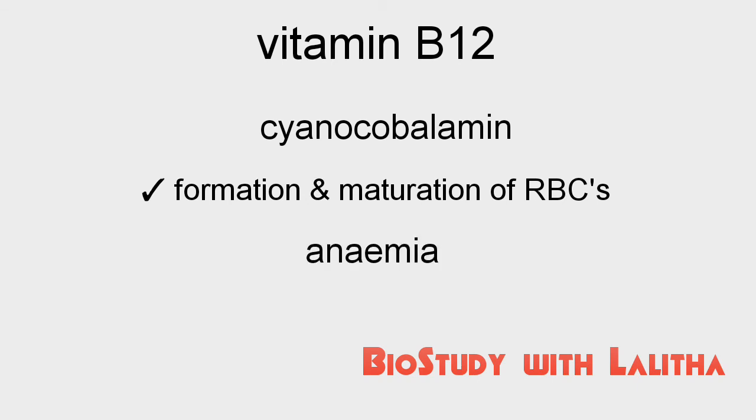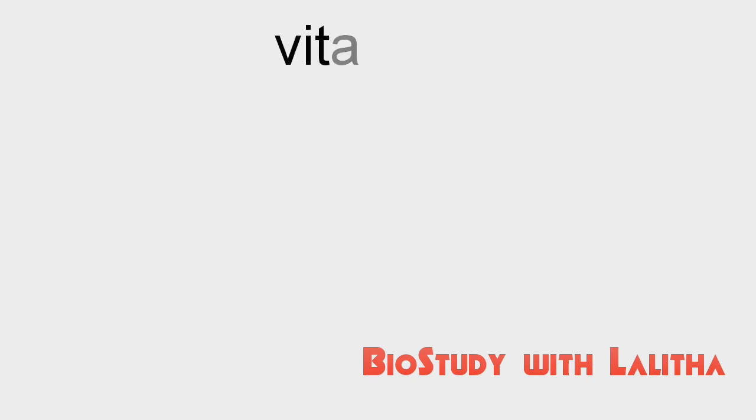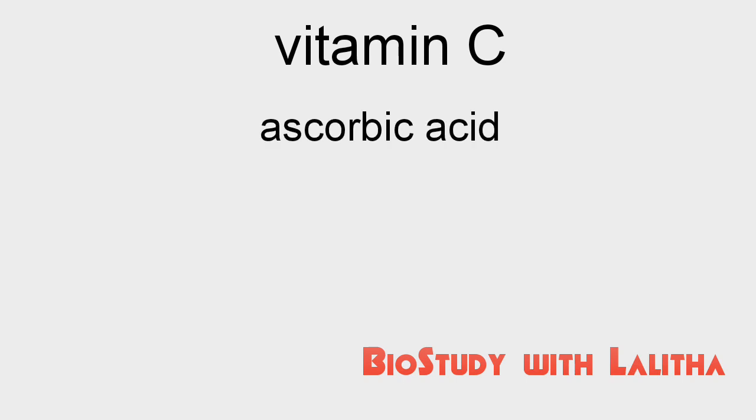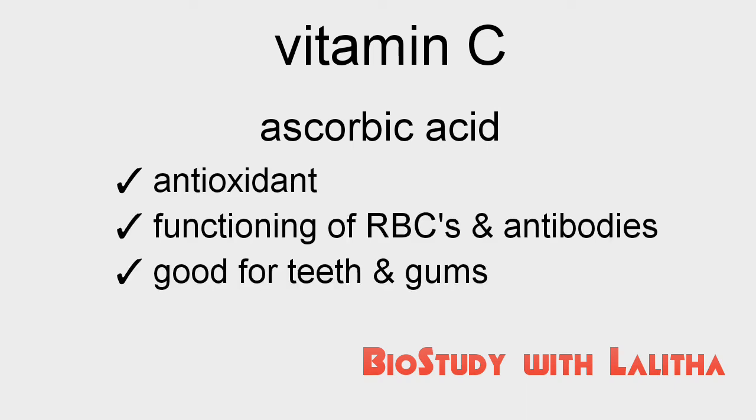Both vitamin B12 and B9 are considered hematopoietic vitamins. Next we'll move on to vitamin C. Vitamin C is chemically called ascorbic acid, and it acts as an antioxidant. It helps in functioning of RBCs and antibodies. It is good for teeth and also gums. Deficiency of this may lead to scurvy.